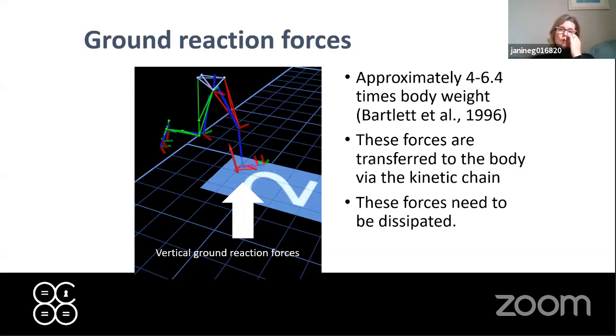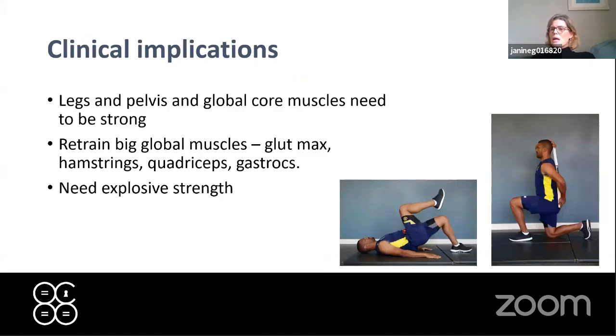These forces are transferred to the body via the kinetic chain. The previous speaker spoke very much about this, and it's really important that we acknowledge up front that these ground reaction forces during the delivery stride of bowling are double that of running, and that these forces need to be appropriately dissipated. So how do we do that? The legs, the pelvis and the global core muscles need to be really strong to dissipate these forces and to prevent them directly impacting the integrity of the bone of the lumbar spine.